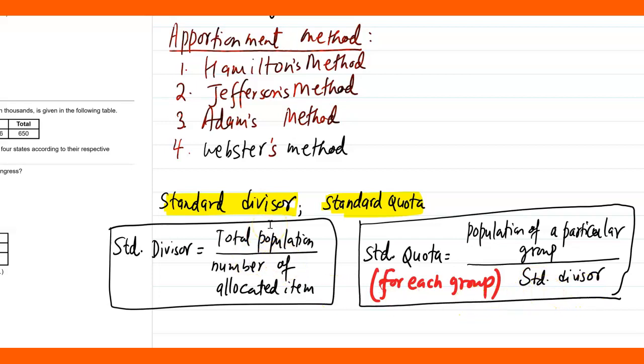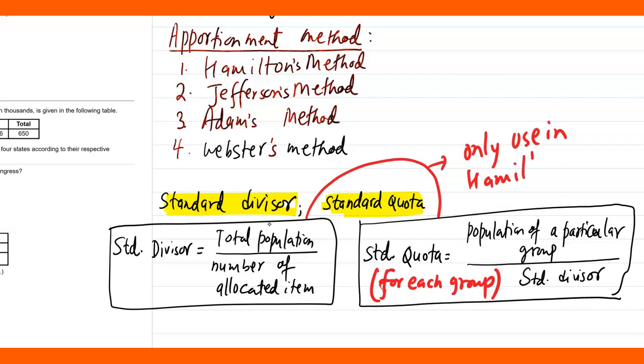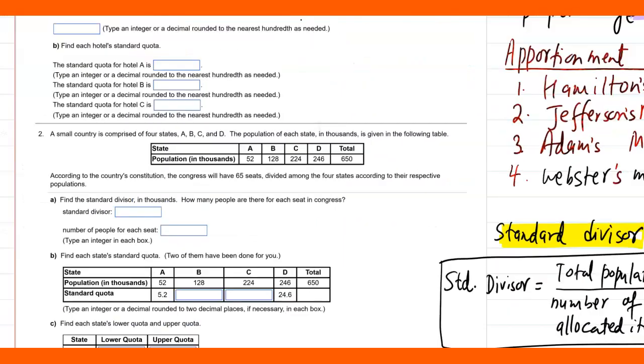Those are the two formulas we're going to use in this section. And these two are only used in the Hamilton method, not other methods. What do you use for other methods? I'll talk about that later. But only in the Hamilton method do we use standard divisor and standard quota. For the other three methods, we use different types of divisor. We'll mention that later.